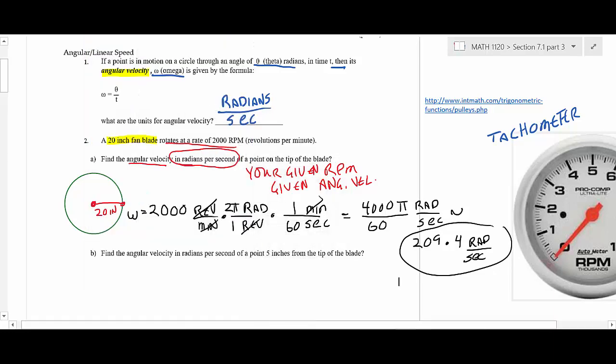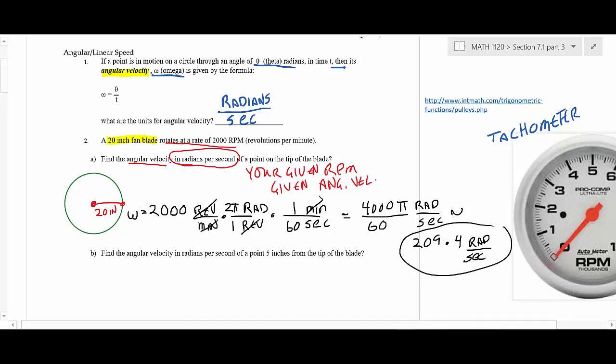Tell me if that makes sense, what I did. Be comfortable with how to change these things. Typically you'll change revolutions to radians and minutes to seconds and stuff like that. That's the most common thing you're going to do. What that's saying is that you're going 2,000 revolutions per minute. That's the same thing as every time a second goes by, it's 209.4 radians. Now that's fast, isn't it? Because 1 revolution is 6.28 radians. So that's super fast. That's really an engine that's cranking there.